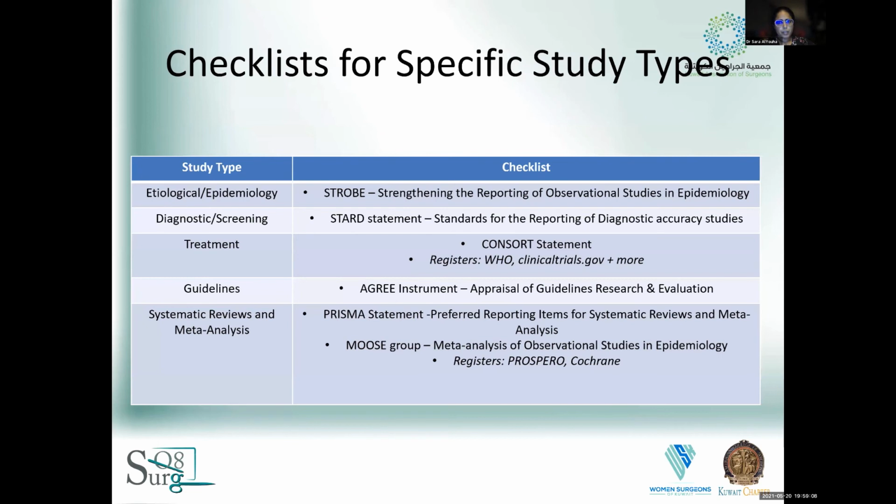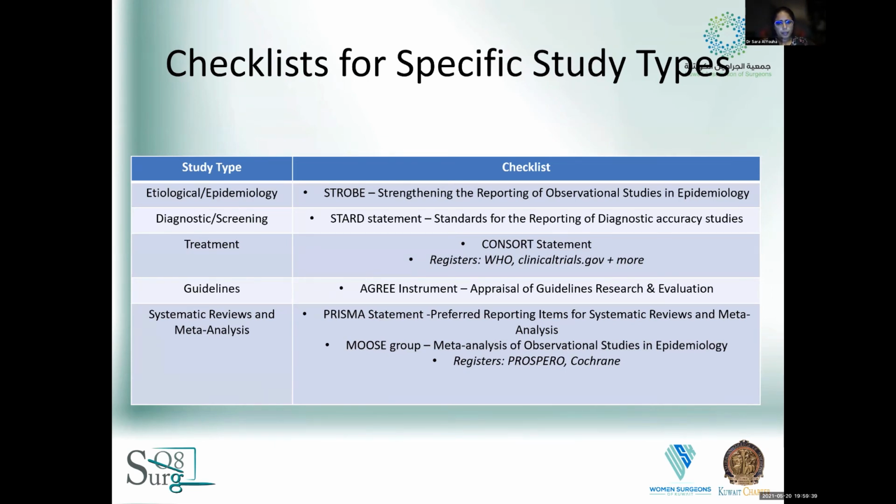So for epidemiological study, you're looking for the STROBE checklist. For diagnostic studies, the STARD. For treatments like RCT, you want the CONSORT. And I'd highly recommend if you're designing one of the studies to register your trial before you submit it for publication. For guidelines, you're looking at the AGREE instrument. And for systematic reviews and meta-analysis, you want the PRISMA. And again, you want to register it at Prospero or Cochrane when you're looking to publish it.